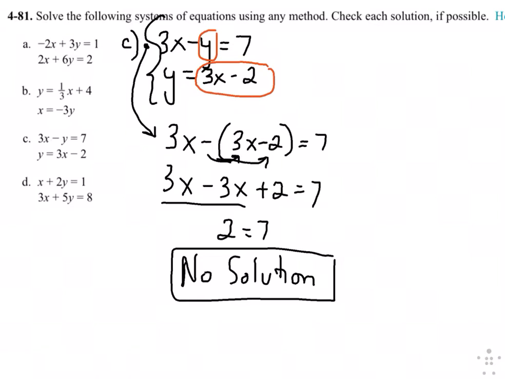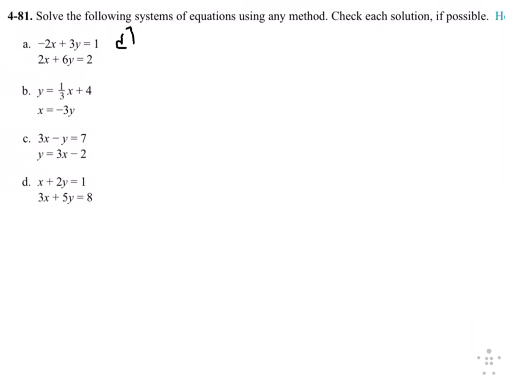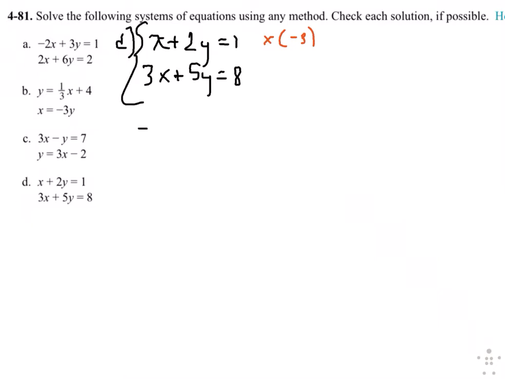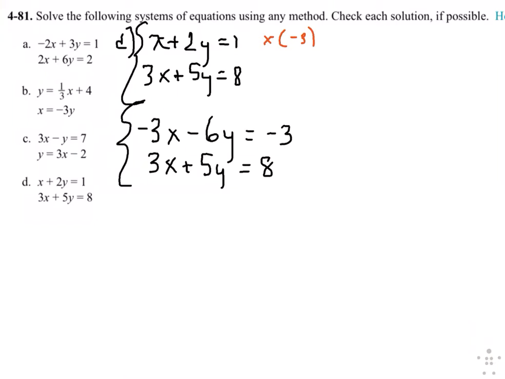Okay, and D, let's make some space here. So here's D. So we have x plus 2y equals 1, and 3x plus 5y equals 8. Okay, we could do this a couple ways. We could solve the top one for x. We could multiply the top by negative 3, which I'm going to do. I'm going to multiply the top equation by negative 3 so that we get negative 3x and it'll cancel. So I get negative 3x, this is the top equation, times negative 3, minus 6y equals negative 3. And then the bottom equation, 3x plus 5y equals 8. So there's our new system after we multiply.